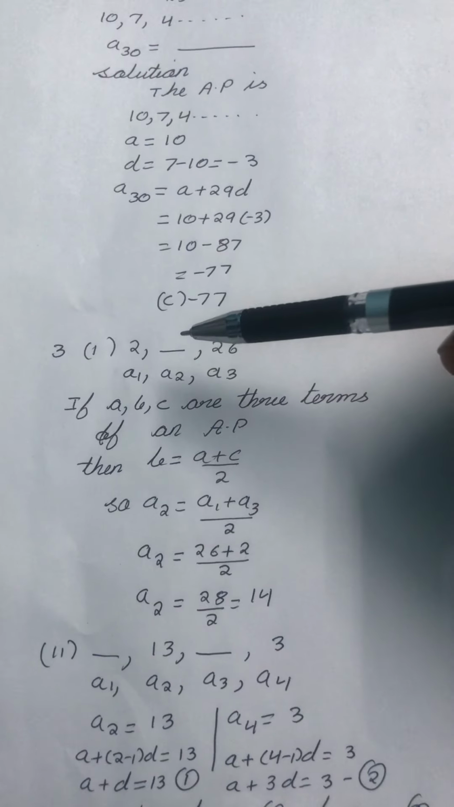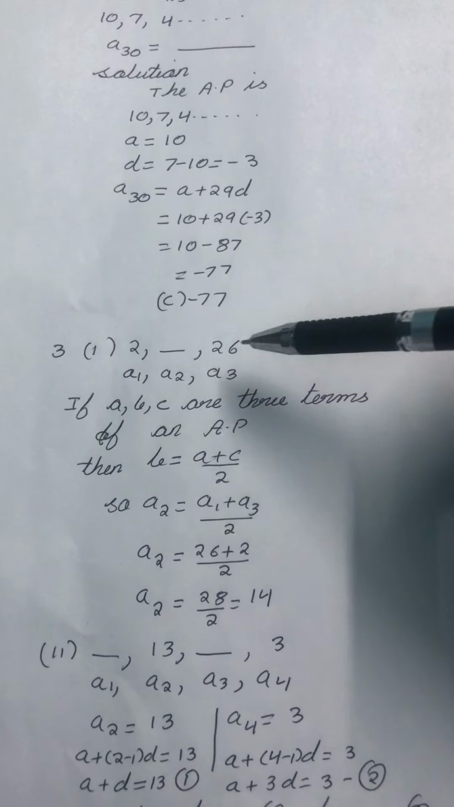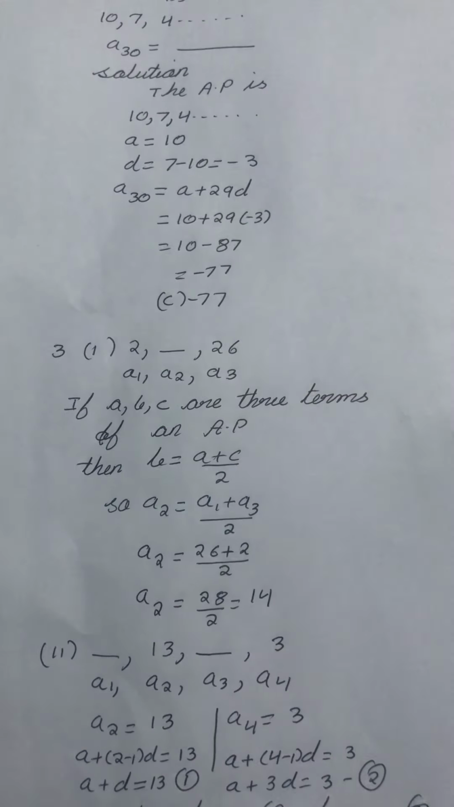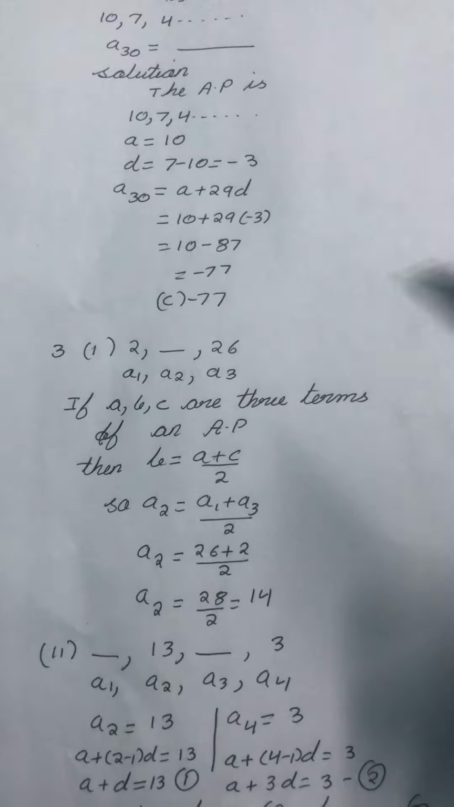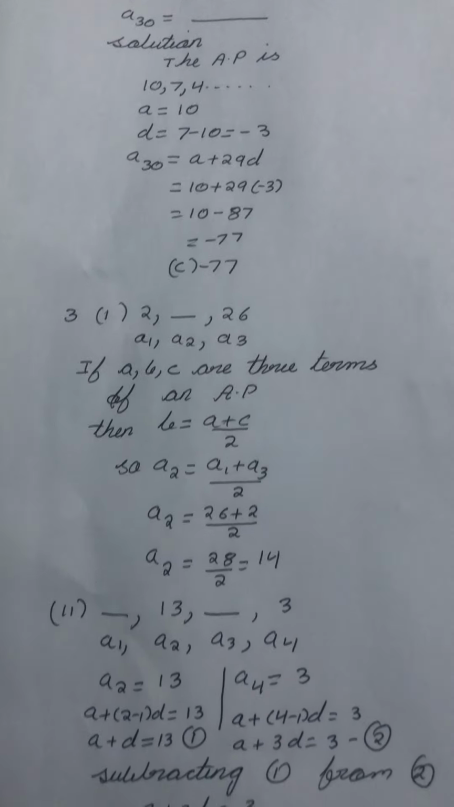So the same logic we can find here. A2 equals A1 plus A3 divided by 2. So 26 plus 2, 28, 28 upon 2, 14. So the second term is 14. We can use this logic when three terms of an AP are given and we want to find the middle term.